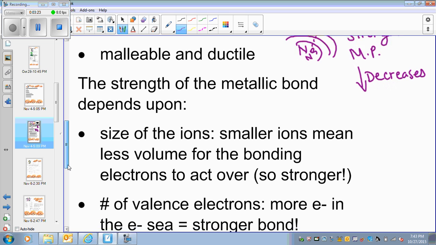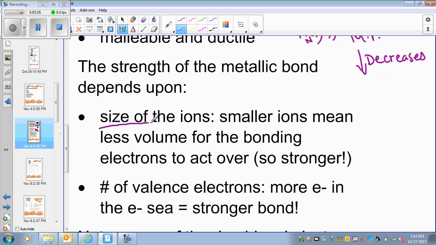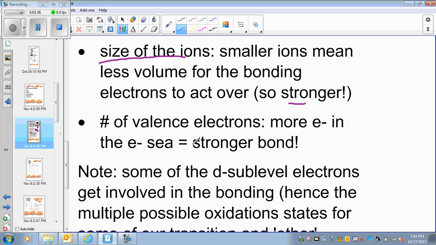So the strength of the metallic bond depends on the size of the ions. The smaller the ion, the less volume and the stronger the bond, and vice versa. And the number of electrons: the more electrons in the electron sea, the stronger the bond is.